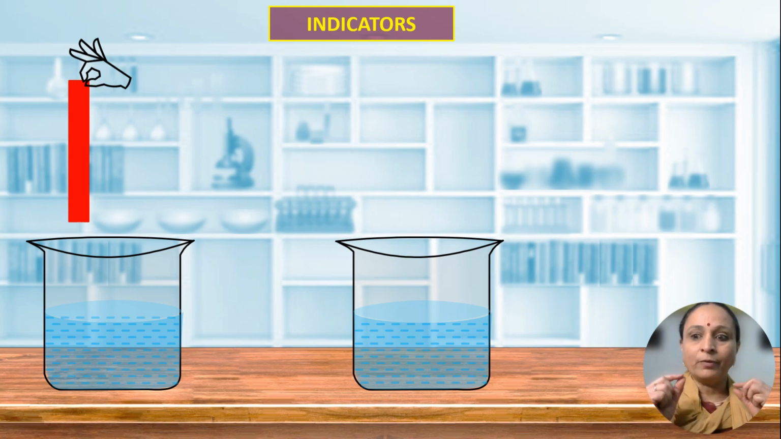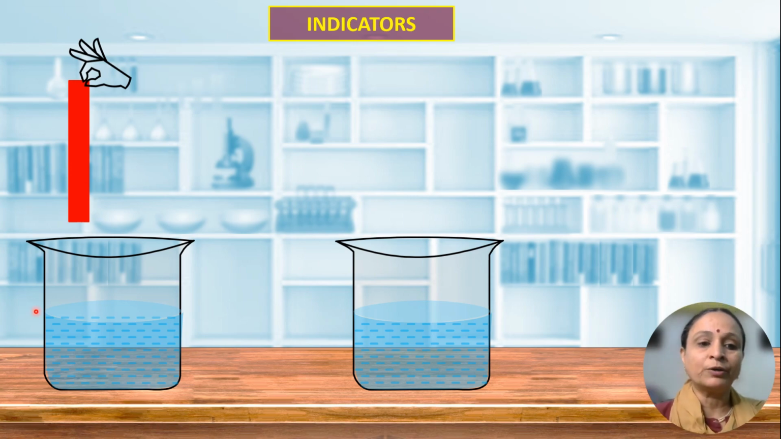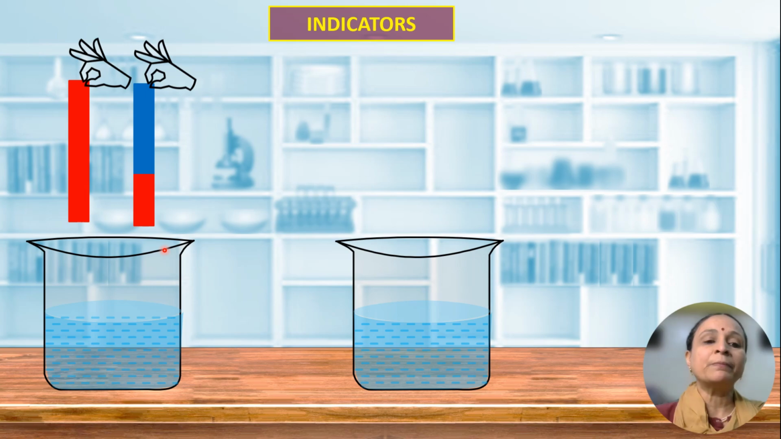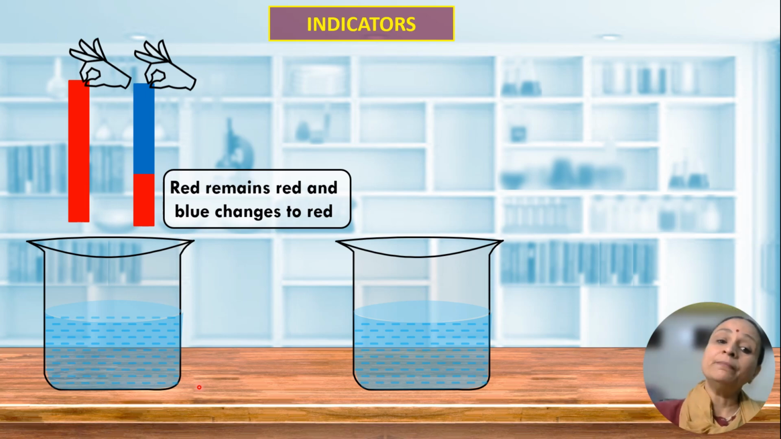Okay, now I am going to dip a red litmus paper in the first beaker and what you could see is that the red litmus paper has not changed color, right? Now dip the blue litmus paper in the same solution and you can see that wherever it is dipped, the blue is now converted into red. It indicates that the solution kept in this beaker is acidic in nature, right? Now red remains red and the blue changes its color to red.